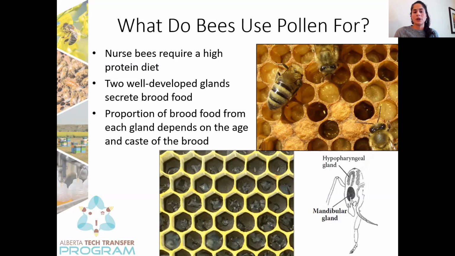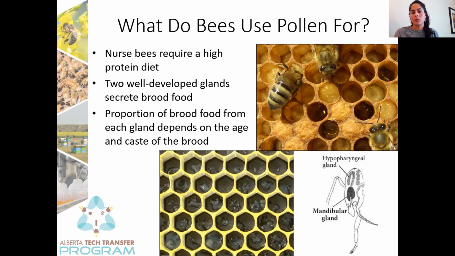For example, queens are fed brood food, or in this case, royal jelly, and it's mainly mandibular gland secretion. So the bees are able to tell if it's a worker egg or if it's going to become a queen. And they are then able to adjust the amount of secretion coming from either the hypopharyngeal gland or the mandibular gland.